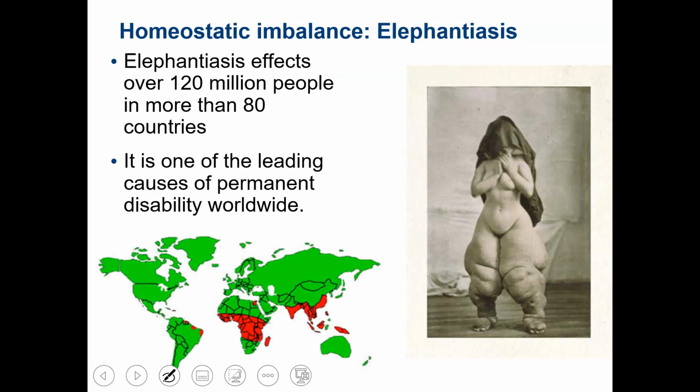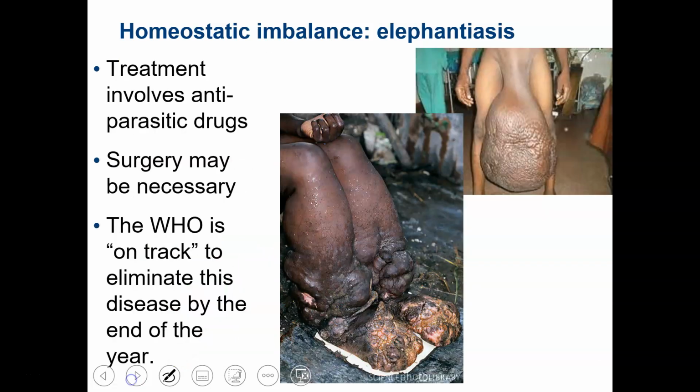An estimated 120 million people in more than 80 countries are affected by this disease, and it's one of the leading causes of permanent disability in the world. So that sucks. Good news, it is treatable to some degree. Now, obviously, you don't want to let it progress too far. That's going to require surgical intervention. I'm not sure what they would do or if it's salvageable.